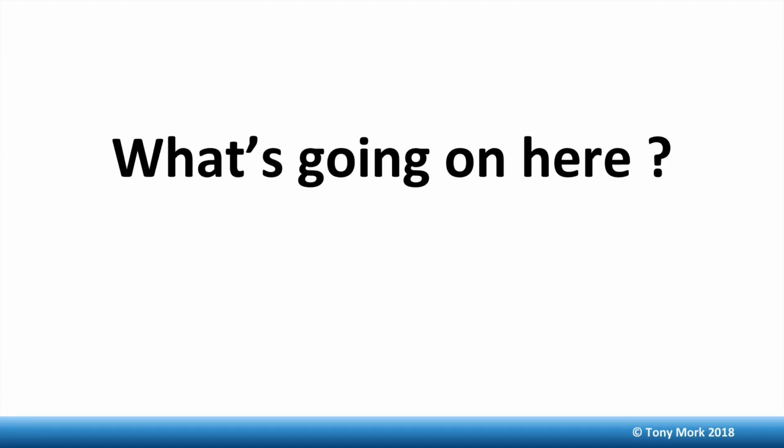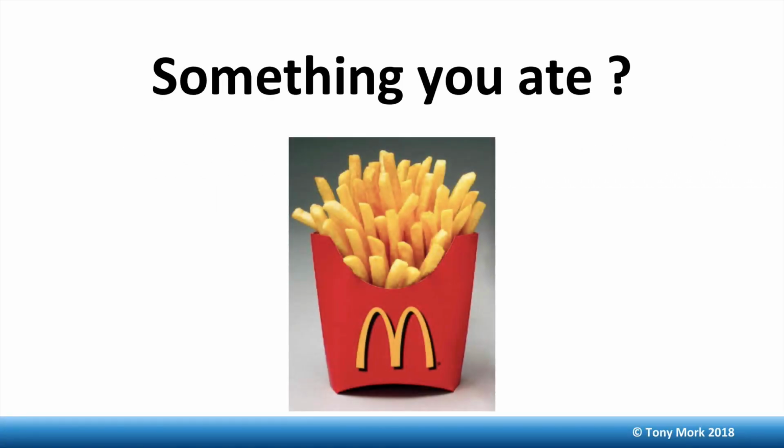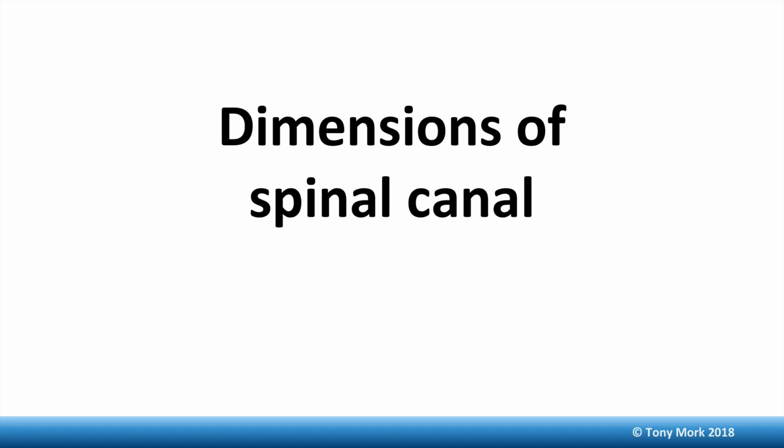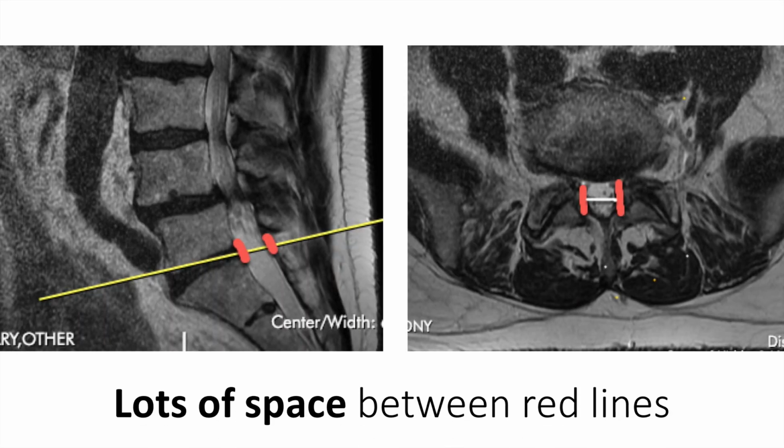Well, what's going on here? Why does spinal stenosis occur? Is it something you ate? No, it really comes down to changing the dimensions of the spinal canal. We can see that there's lots of space between the red lines on the picture on the left, and lots of space on the picture on the right. So it's a space issue.